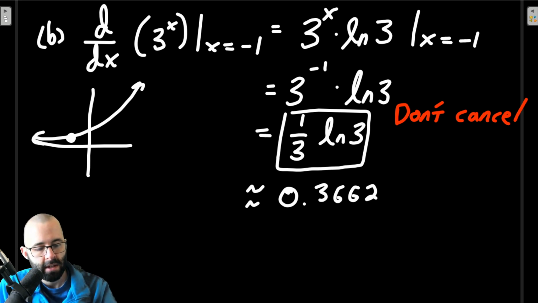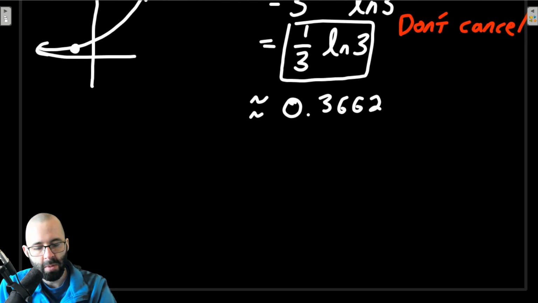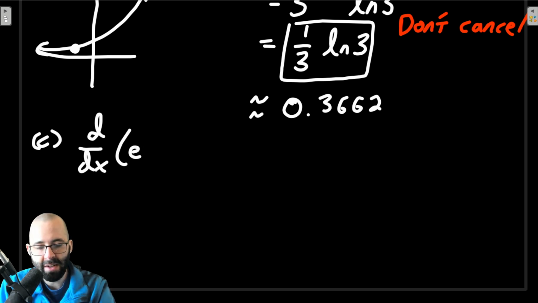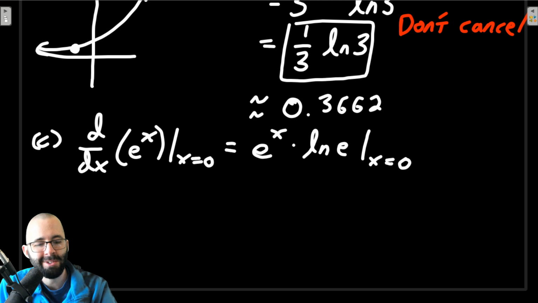Okay. So let's do one more problem. One more problem, part C. This is a nice little problem right here. Sort of reaches into the future. The derivative with respect to x of e to the x, evaluated at x equals 0. So the derivative of an exponential function is itself times the natural log of the base. But the natural log of e, those are inverse functions of each other. The natural log of e is just 1. That's really nice.